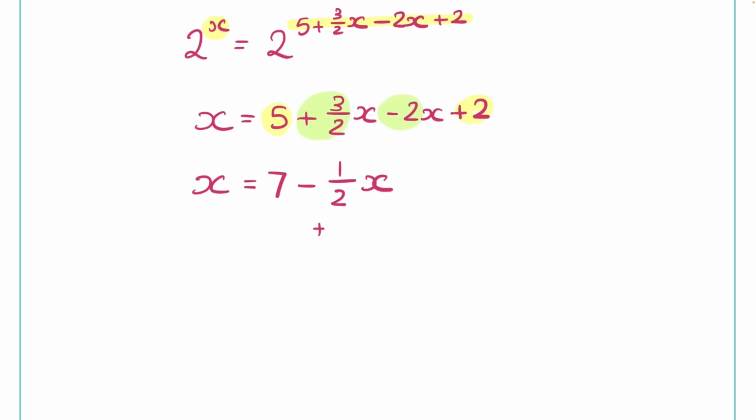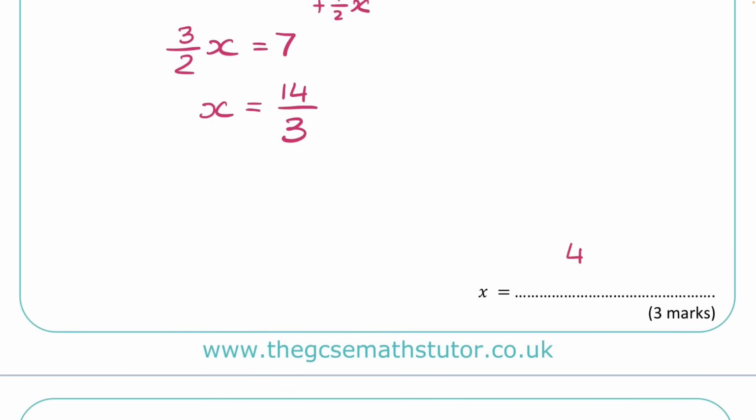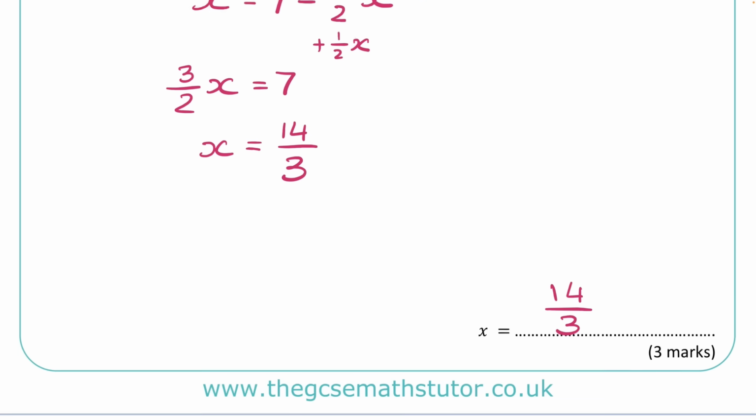We could add this half x to the other side, and that gives us 1.5x, or 3 over 2x, equals 7. And then 7, we need to divide by 3 over 2. To be fair, you could do that without a calculator. You could just times by 2/3, and it gives us 14 over 3. And again, that's in its simplest form there as well. So x is equal to 14 over 3. And there we are, there's our final answer, 14 over 3. And there is our value.